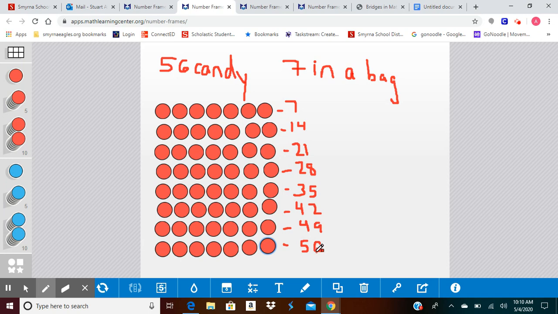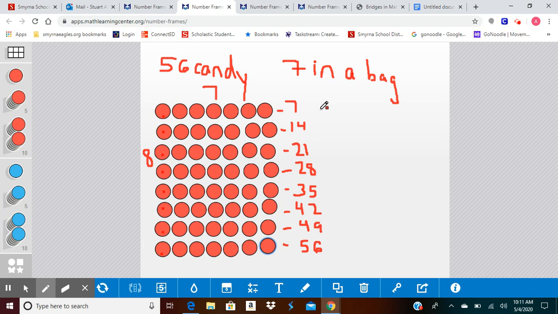So the question is, how many treat bags can he make? Well, if he's made 7 pieces of candy, so it's a 7, this array is going to be a 7 by what? How many are going down? Let's count. 1, 2, 3, 4, 5, 6, 7, 8. So our array is a 7 by 8, which means he can make 8 treat bags.